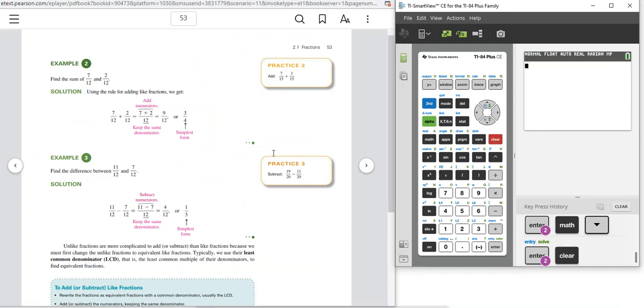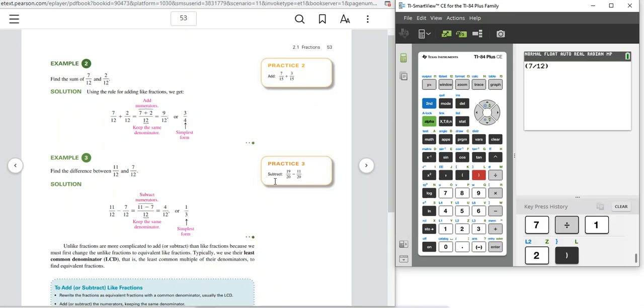I'm going to clear this out. And it says find the sum of 7/12 and 2/12. Well, one thing you can do is, even if you don't have the fancy calculator, you can use parentheses. Make sure you use parentheses. I'm going to put parentheses 7 divided by 12. That's representing my 1 fraction here. And then 2 divided by 12.